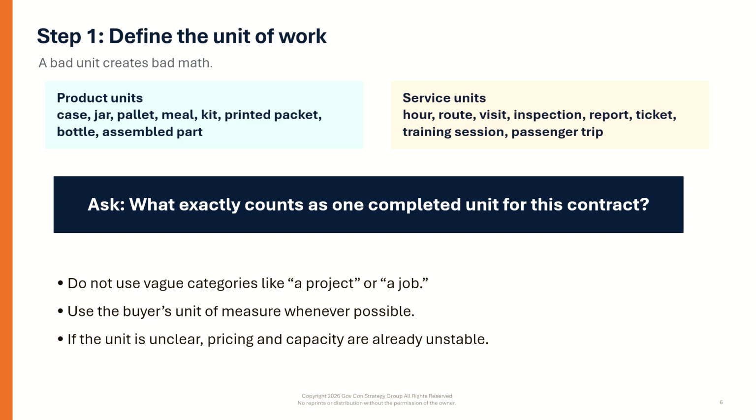The first step is to get very specific about what you are actually measuring. Capacity only works when the unit is clear. For some businesses, that may be one case, one pallet, or one assembled item. For others, it may be one hour, one trip, one visit, or one completed service call. Do not estimate capacity around vague words like job or project. Those words are too loose. They hide the real amount of labor, time, materials, and coordination required. Before you price the work or decide whether to bid, identify the buyer's unit of measure and build your calculation around that. If you cannot clearly define one completed unit, your pricing and capacity math are already weak.